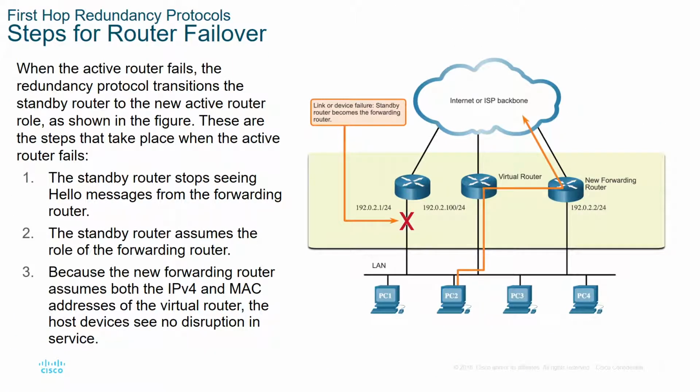Steps for router failover. When the active router fails, the redundancy protocol transitions the standby router to the new active router role, as shown in this figure. These are the steps that take place when the active router fails. The standby router stops seeing hello messages from the forwarding router. The standby router assumes the role of the forwarding router. Because the new forwarding router assumes both the IPv4 and MAC addresses of the virtual router, the host devices see no disruption in service.